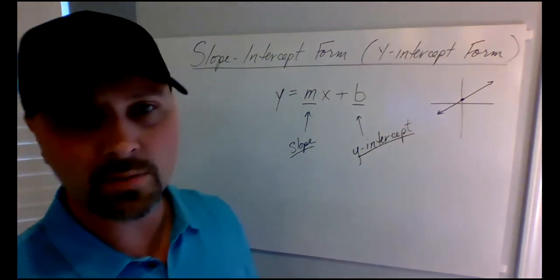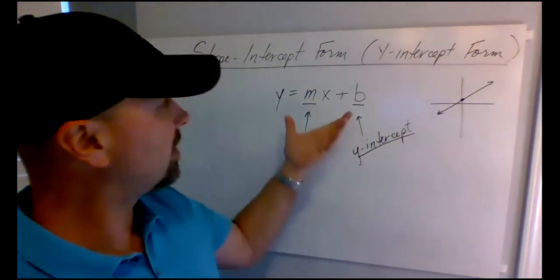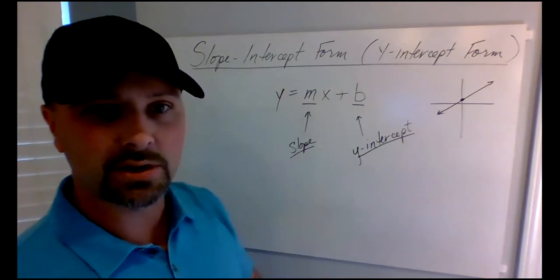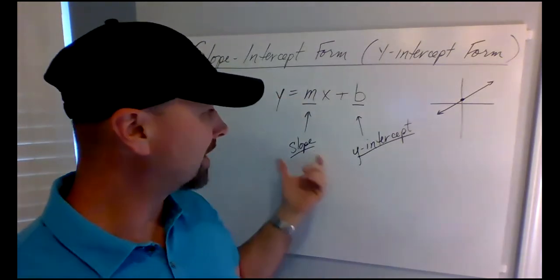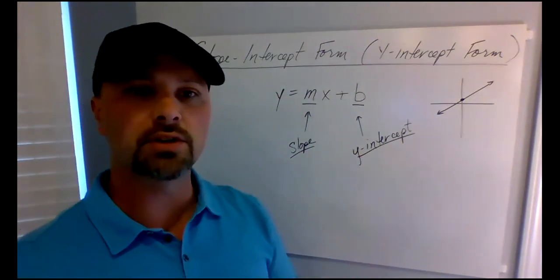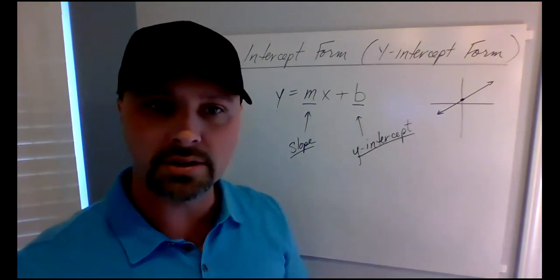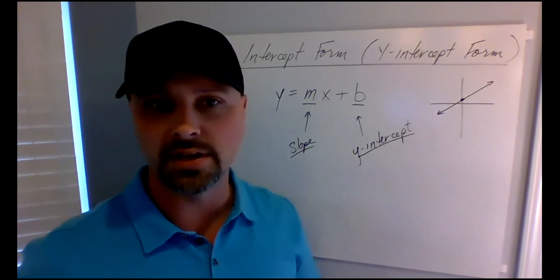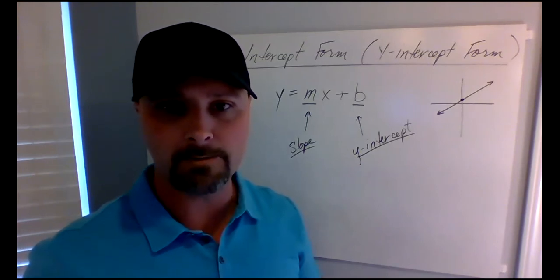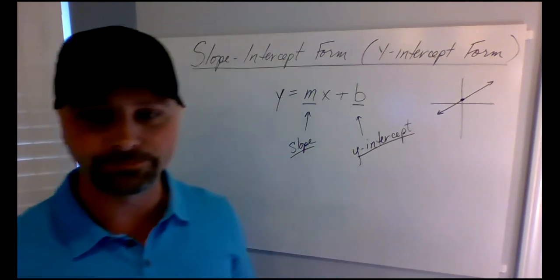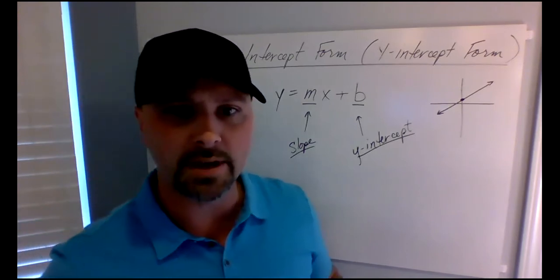Okay, but today what we're going to work on is starting with an equation written in slope-intercept form, recognizing what the slope is and the y-intercept is, and then using that information to go straight to the graph and skipping the function table completely. Okay, so let's look at some examples.